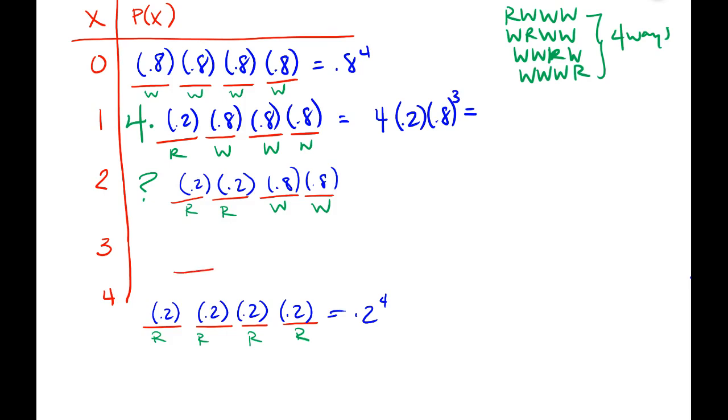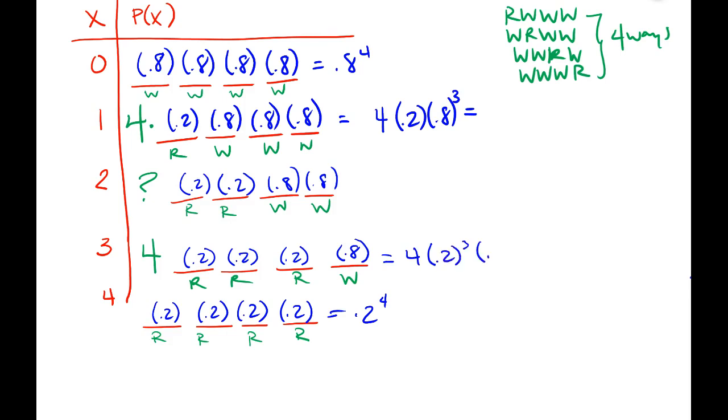And let's skip to the 3 right. Because 3 right is very similar to getting 1 right, because in order to get 3 right, 1 has to be wrong. So how many ways can we do that? Still 4, because that wrong one could be first, second, third, fourth. So it's going to look very similar to our exactly one, except we're going to reverse the probabilities. So our final answer is going to be 4 times 0.2 to the third, times 0.8.